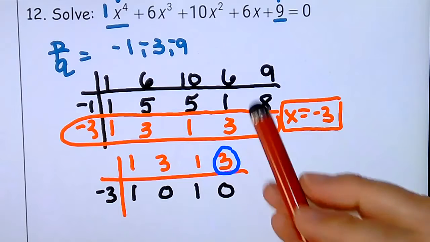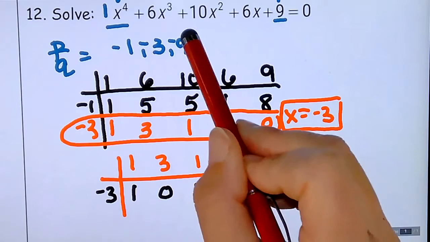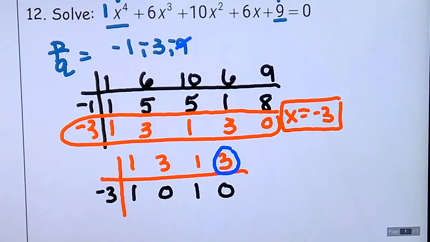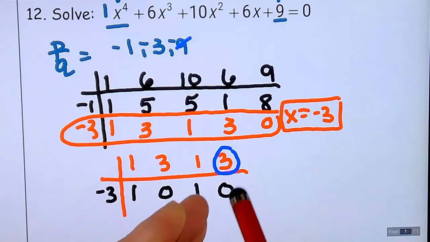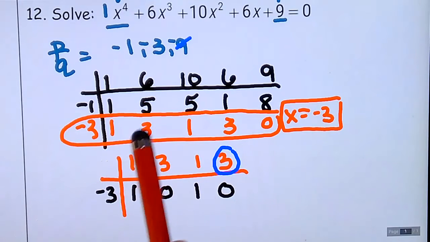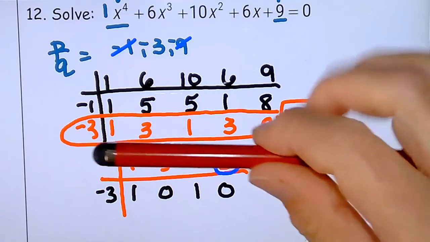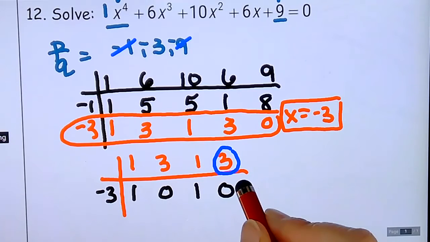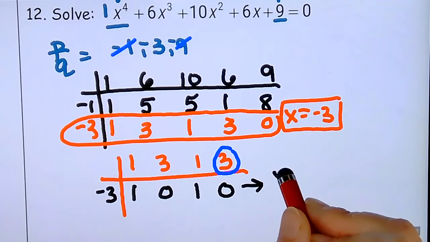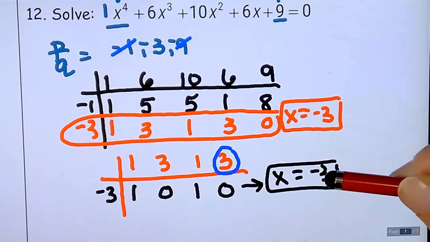So now my p is 3. Again, I'm not adding anything new, but I don't need to try my 9, okay, because 9 is not going to multiply and get me 3, okay? I don't need to do my negative 1. Why? It didn't work before. So I'm left with just trying that negative 3. And it worked again. So then this gets me x equals negative 3. So I have a double root here.